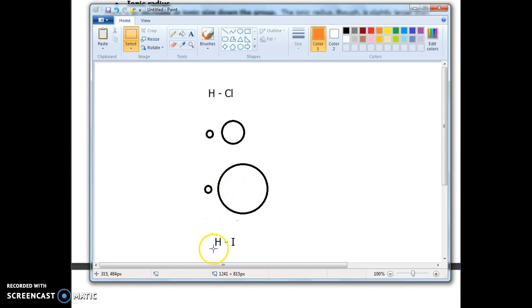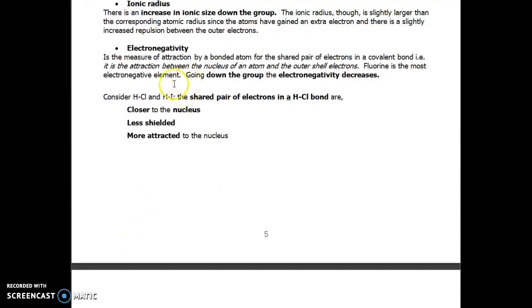And so iodine is not a very electronegative element here at all. So fluorine is very electronegative, chlorine quite a bit, bromine less so, and iodine is really not that electronegative at all. Okay, so that's all I wanted to say about the trends in Group 7.